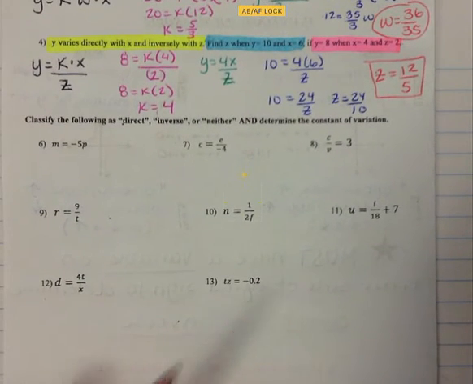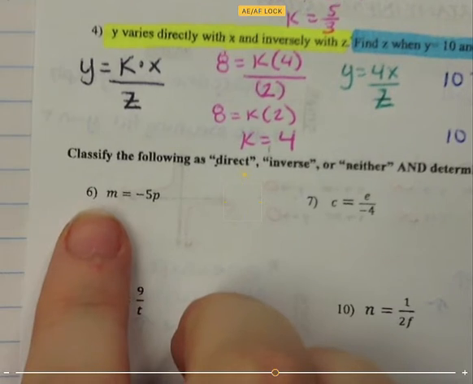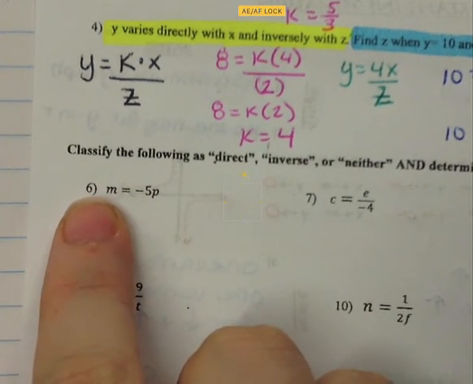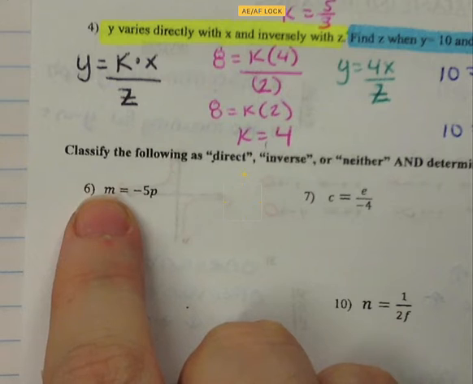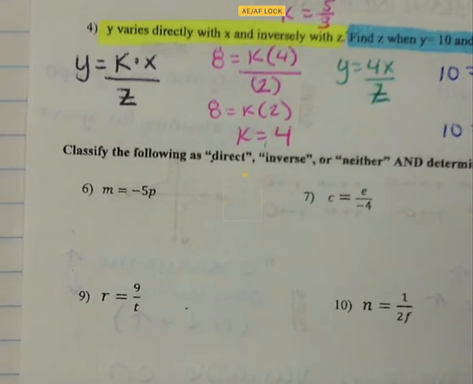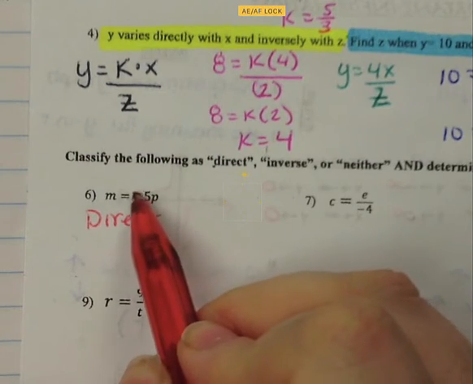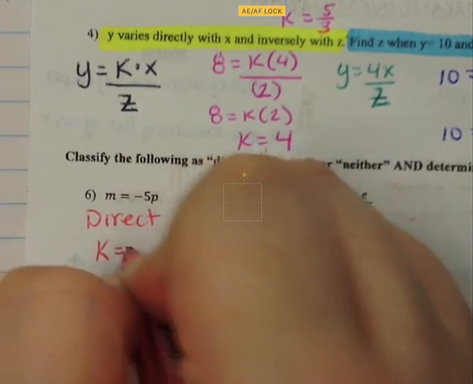Now on these next ones, we're going to classify if they're direct, inverse, or neither, and then we'll determine the constant of variation. Okay, so it could be direct, it could be inverse, it could be direct and inverse, it could be joint variation, or it can be neither. Okay, so first, in order to determine if it's direct or inverse, they have to have one variable completely alone. So number 6, the one variable m is completely alone. So it would be m varies. P is multiplied, so this would be a direct variation, and our constant is -5, so k equals -5.